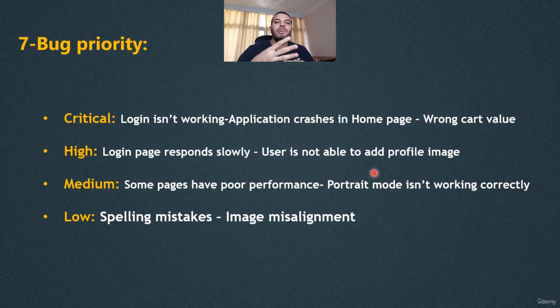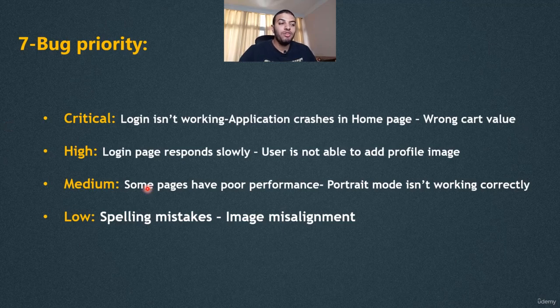We have 4 main levels of priority. We have critical, high, medium, and low. So the first one is critical defects. Critical defects are main functionalities that don't work. This is a disaster that happened in the application. We cannot deliver the application without solving it. Like, for example, login functionality isn't working, the application crashes on the home page, or the cart value is wrong. I added 3 pizzas to my cart, and the total amount should be $50, and it shows $45. This is a critical defect.